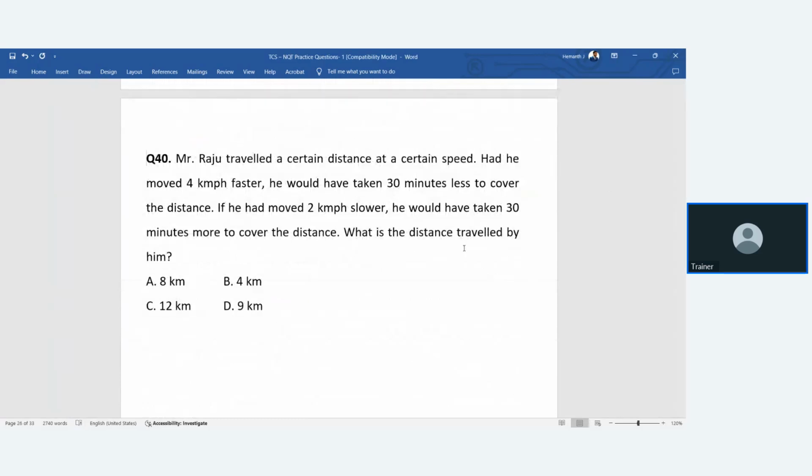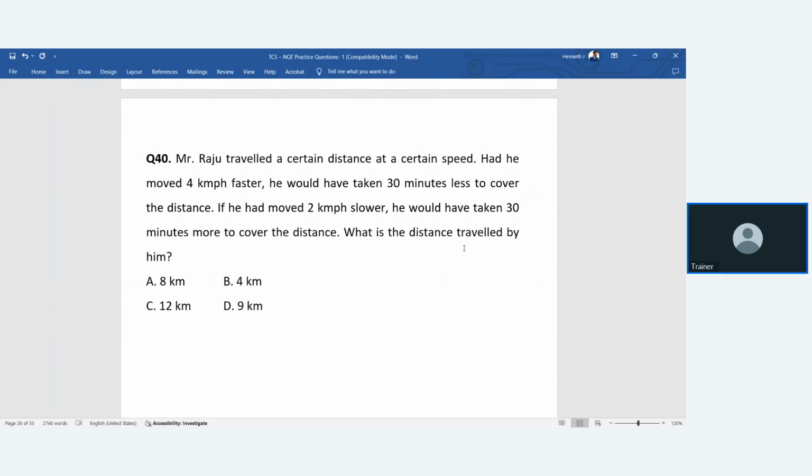Mr. Raju traveled a certain distance at a certain speed. Had he moved 4 km per hour faster, he would have taken 30 minutes less to cover it. If he is 2 kilometers per hour slower, he takes 30 minutes more. What is the distance traveled by him?